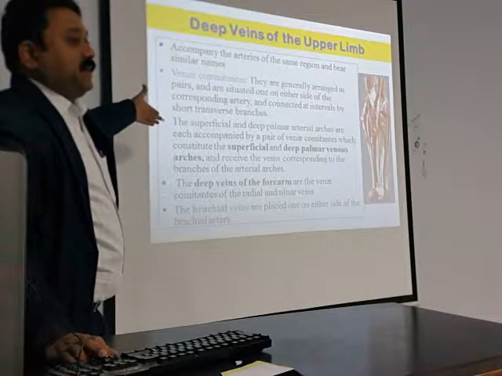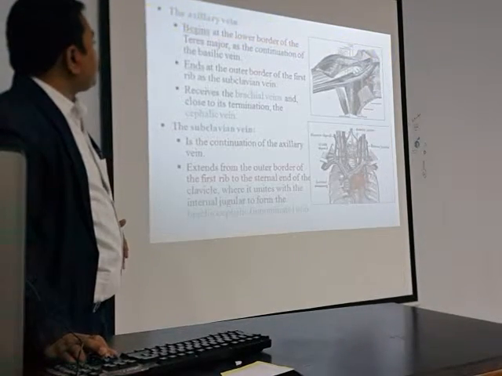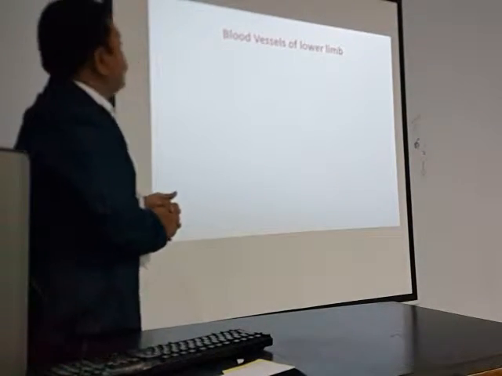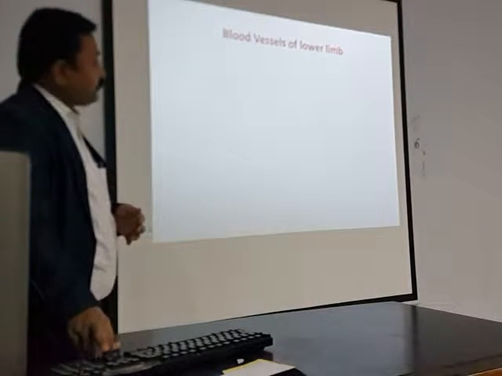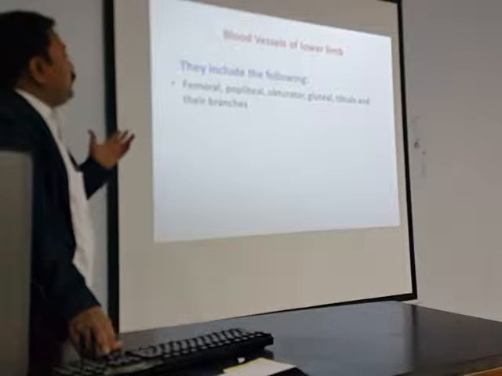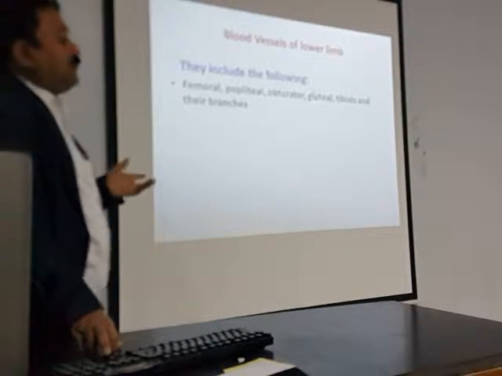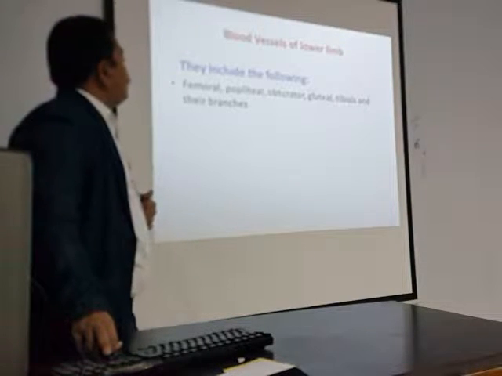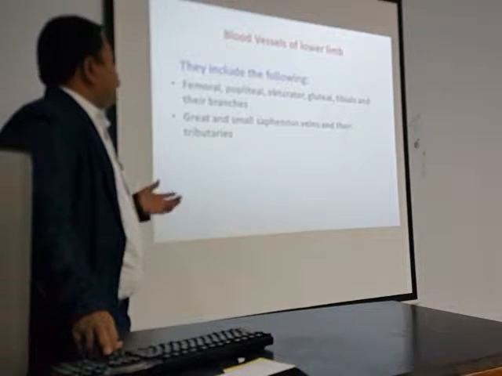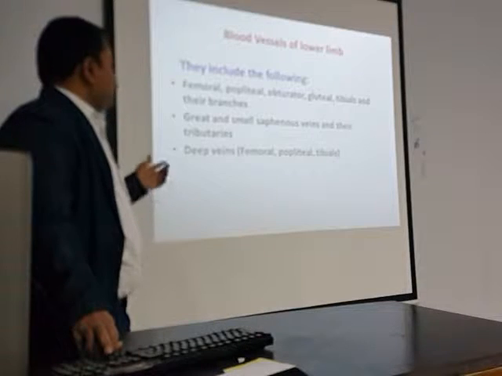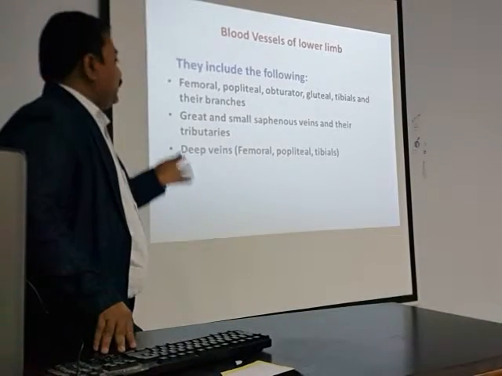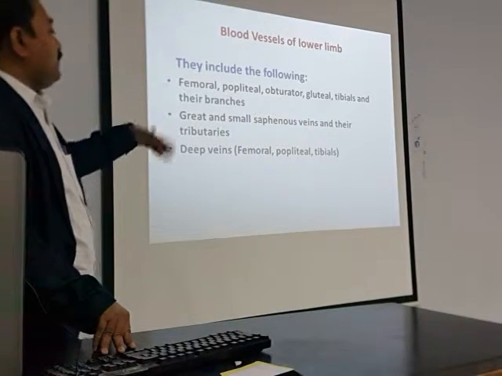The deeper ones I already told you. Next is about the blood vessels of the lower limb. These include the femoral, popliteal, obturator, gluteal, tibial vessels and their branches, and the great and small saphenous veins and their tributaries. And the deep veins, similarly, the venae comitantes, isn't it? The femoral, popliteal and tibial.